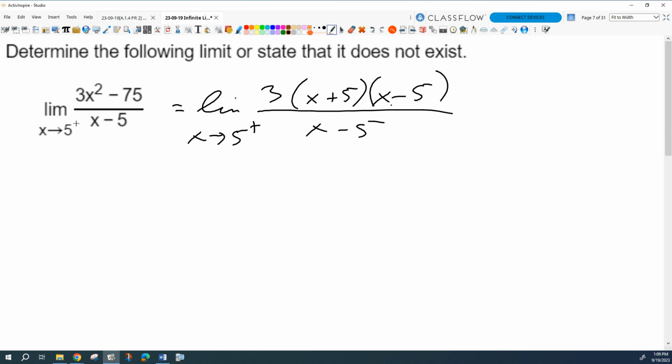Well, there's our cancellation, right? Okay, does it even matter that x is approaching 5 from the right? No. What value is it approaching? 5. When I evaluate directly, I just get 3 times 10 equals 30. I mean, we could say it's 30 plus, but who cares? We just want to know 30, right? The plus part is irrelevant. Okay?